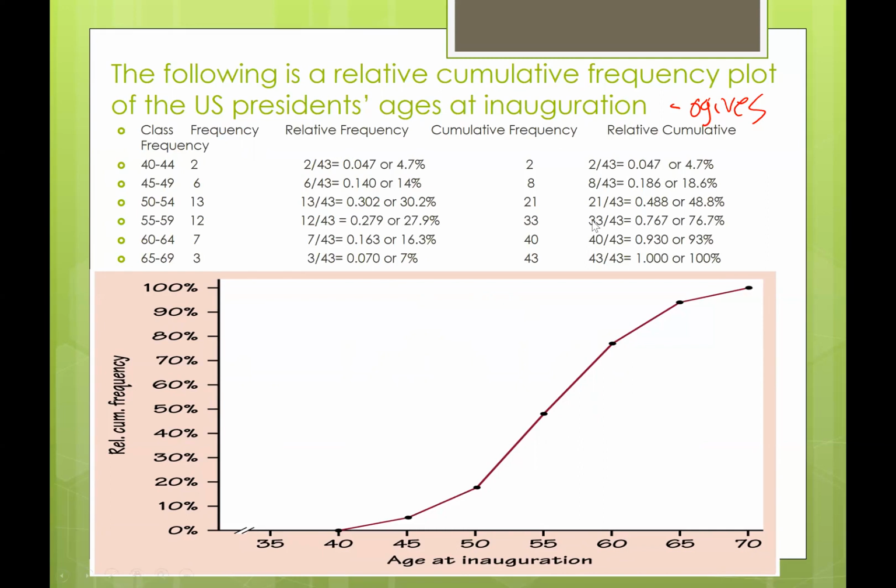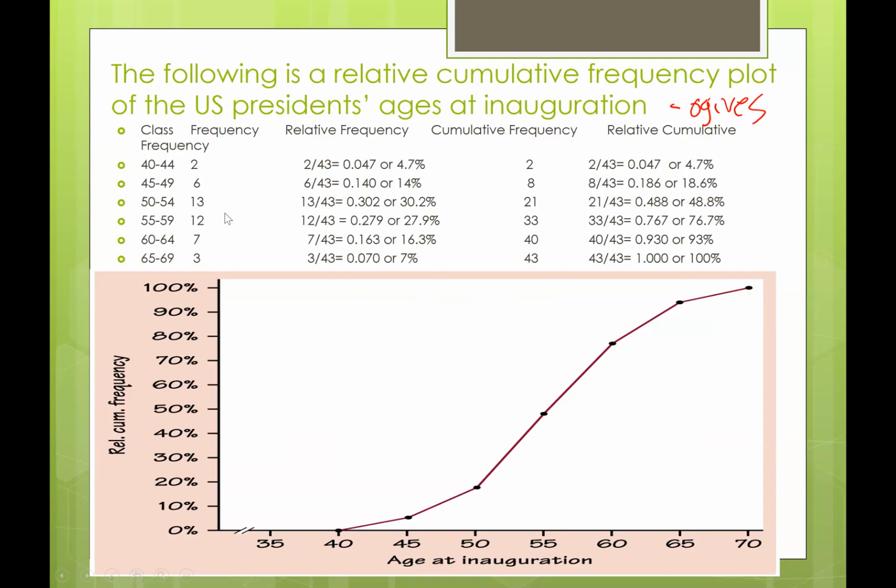So what this graph represents is we have the total percent up to that point. So there were 2 presidents who had an inauguration age between 40 and 44, which represents 4.7% of all of the presidents up to the point where this graph had been made. So you increase by 4.7%. There are 6 presidents who were inaugurated between 45 and 49. So this graph goes up. 6 people represents 14%, so it goes up 14%. And then we go up by this amount every time.